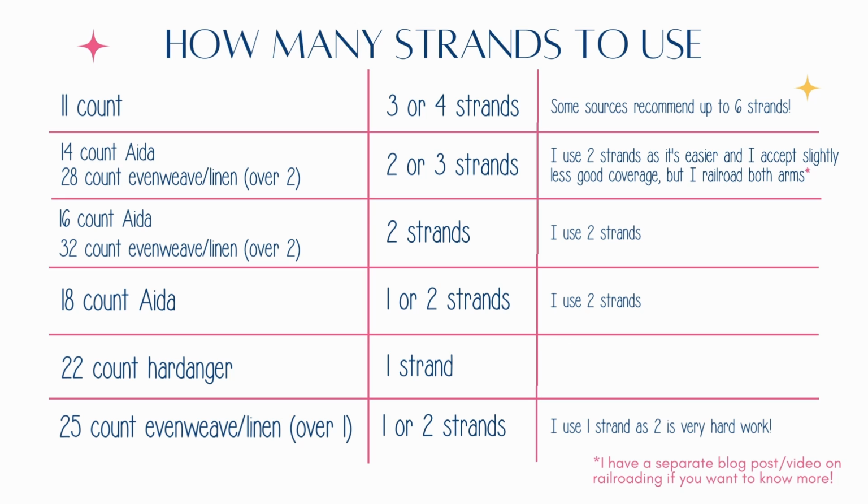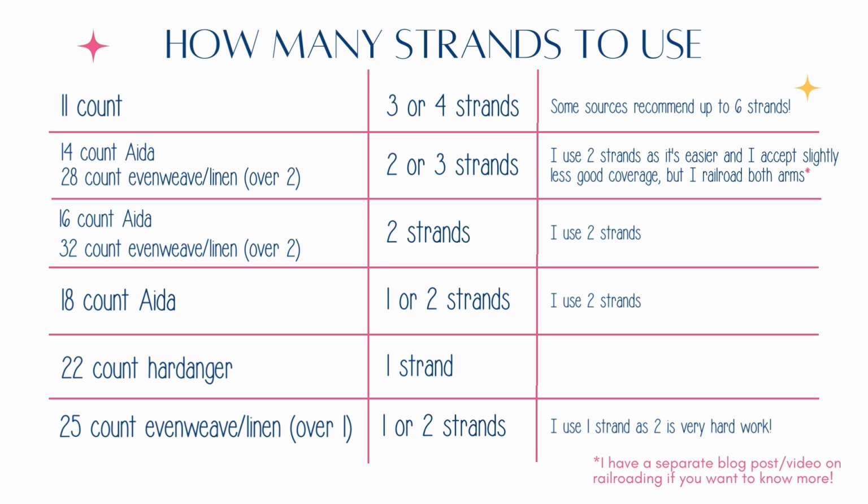For 18 count Aida, the recommendation is 1 or 2 strands. And although I rarely stitch on 18 count, I do use 2 strands as I feel the coverage and density of the stitches does look nicer. For 22 count hardanger, the recommendation is to use 1 strand, and although I've never stitched on this, it makes total sense to me as the stitches would be pretty small.